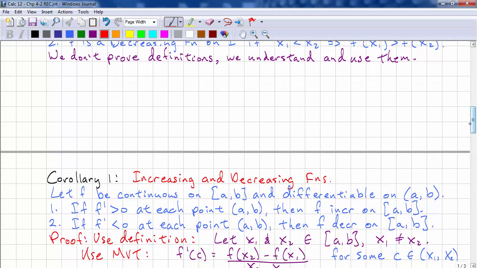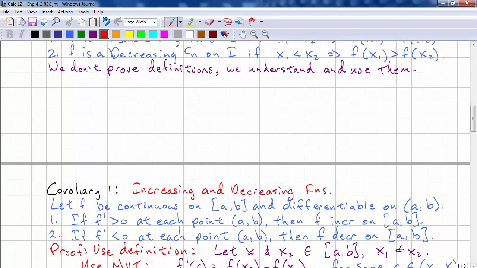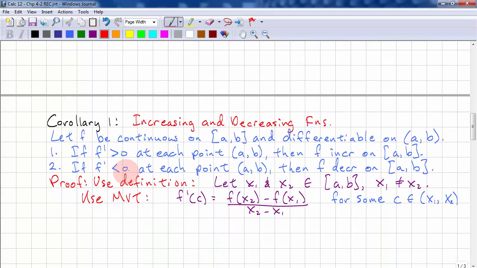And let's look at the corollary. Let f be continuous on a to b and differentiable on the open interval a to b. So here we're not just talking about f of x1 and f of x2 and x1 and x2. We're looking at the derivative. So if the derivative is greater than 0 at each point between a and b, then f is increasing on a to b. If the derivative is less than 0 at each point between a and b, then f is decreasing on the whole interval a to b.